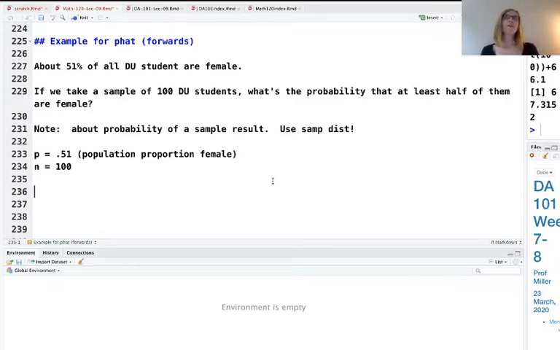Okay, now that's what the problem told us. What's the problem asking us to do? It's asking us for a probability. And specifically, we're wondering about the probability at least half. It doesn't say specifically that it's a proportion, but you know that it is because we're talking about categorical data. So I'm going to say p hat is at least 0.5. In other words, i.e., sample proportion is at least half.